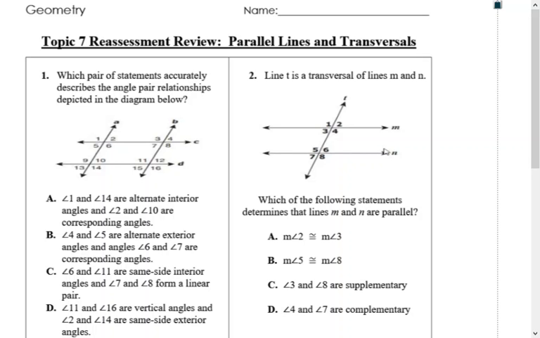Okay, we're looking at topic 7 for the reassessment practice. And the first one says, which pair of statements accurately describe the angle relationships depicted in the diagram below? So we're looking for which one of these is correct.